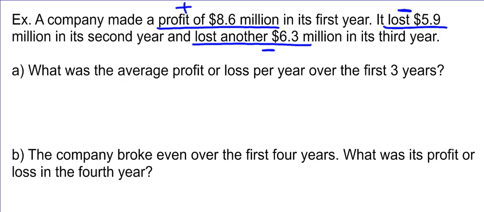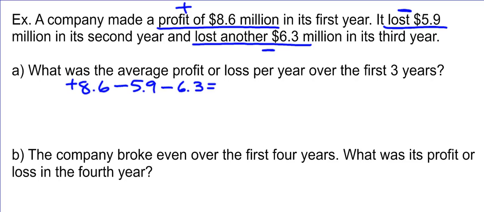So before we can answer the question that says, what is the average profit, we need to figure out what is the total profit or loss in the 3 years. So the way that we do this is we add those three values. I'm going to drop the million and I'm just going to add the decimals. We'll add the million back at the end. So we have positive 8.6 million, negative 5.9 million, and negative 6.3 million.